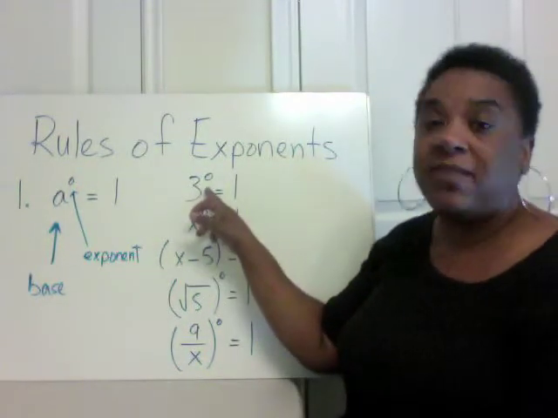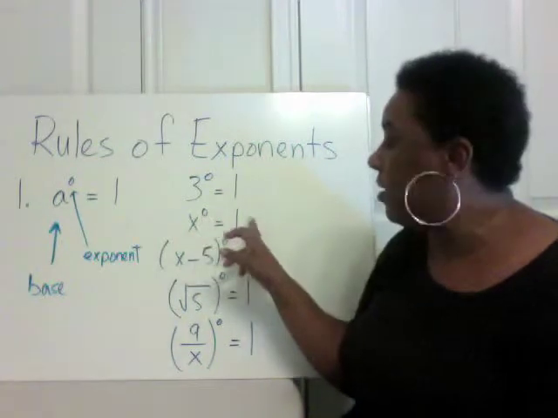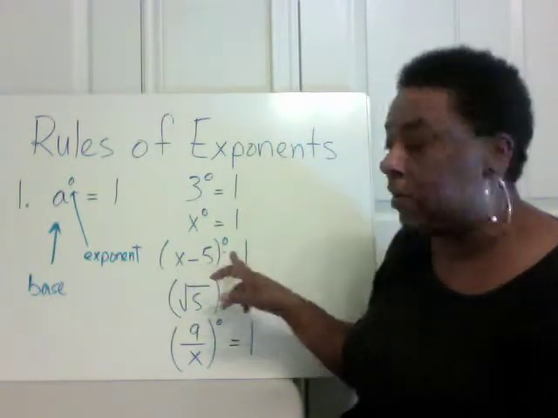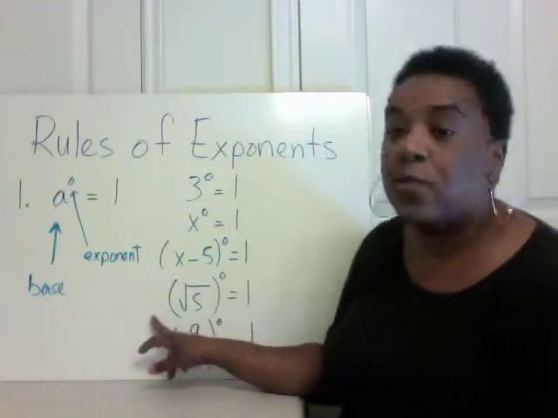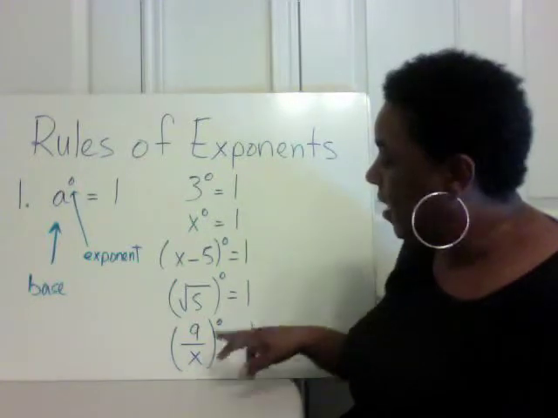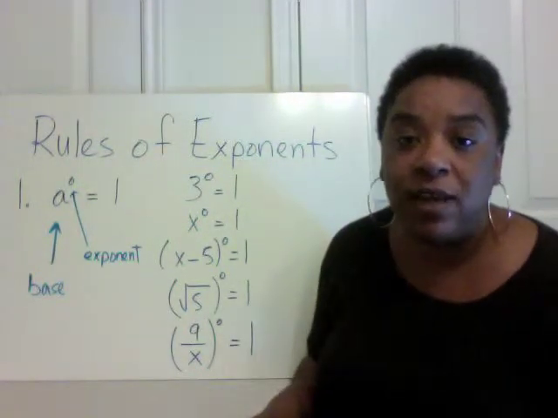3 to the power of 0 equals 1. X to the power of 0 equals 1. X minus 5 to the power of 0 equals 1. The square root of s to the power of 0 equals 1. And 9 over x raised to the power of 0 equals 1.